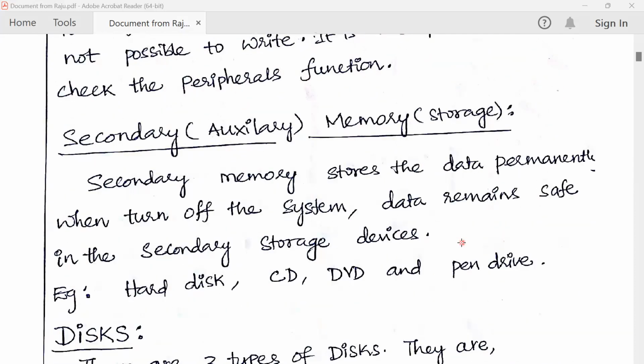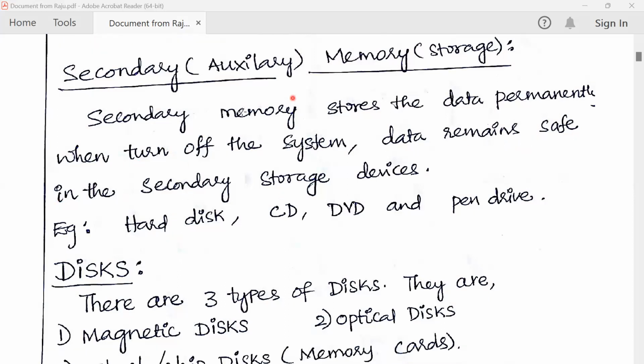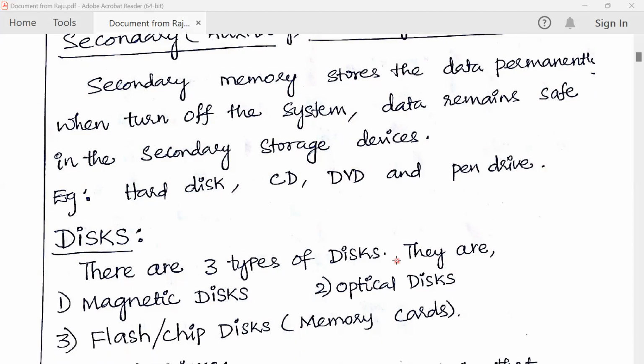Now remember, we'll focus on secondary memory. Secondary memory stores the data permanently. When we turn off the system, the data remains the same. Remember, in primary memory, when the system is turned off, the data will be erased. But in secondary memory, the data is stored permanently. The examples of secondary memory are hard disk, CD, DVD, and pen drive.